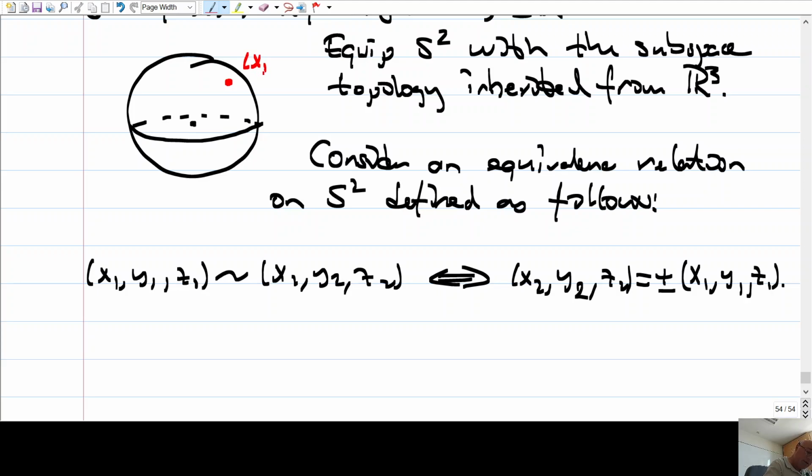Okay, so I have a point here, (x, y, z), and its antipodal point. So you go like this: the point (minus x, minus y, minus z). So it is on the back side of the sphere. Okay, if this point is on the northern hemisphere, then this is in the southern hemisphere. If this is on the east, then this is on the west. Okay, so we regard such points to be the same.